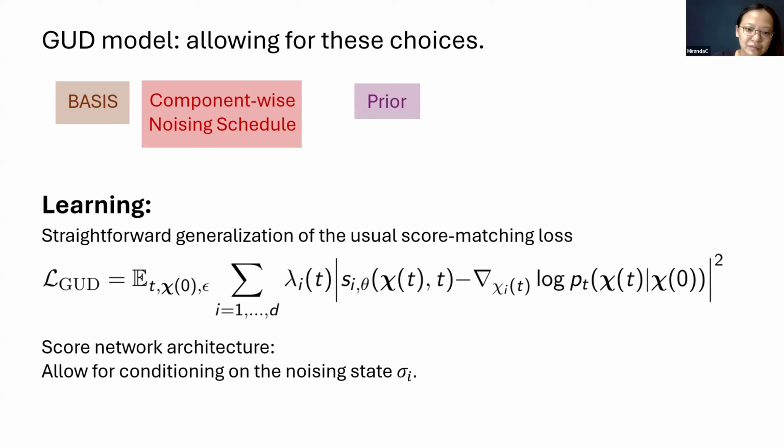And also that takes some generalization and innovation in the network architecture, in the sense that you have to allow for your learned score s to be conditioned on the noising state of each component. Okay, so once you do that, you can start to train this model.